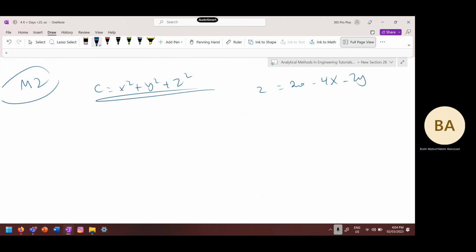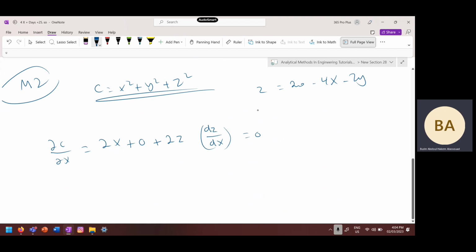Okay, so partial C over partial x. You see, this time we're not substituting like in the beginning; we'll substitute in the end, but in a slightly different way. So 2x, and y is an independent variable, so it's going to be 0. About z, z is a function of x, so you can differentiate it. So you'll have 2z dz/dx. You can see the difference here. Okay, equal to 0.